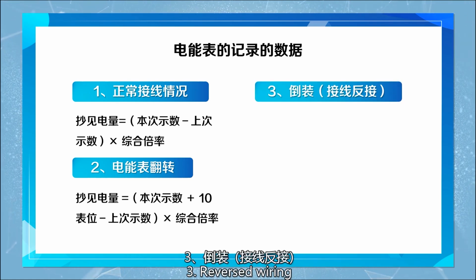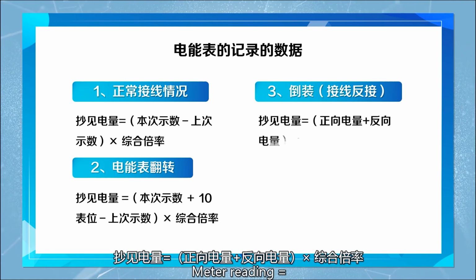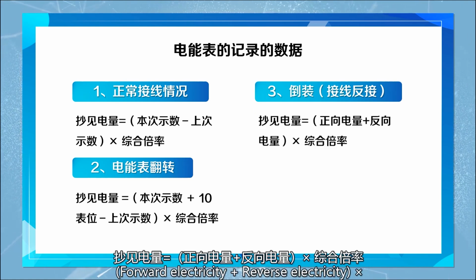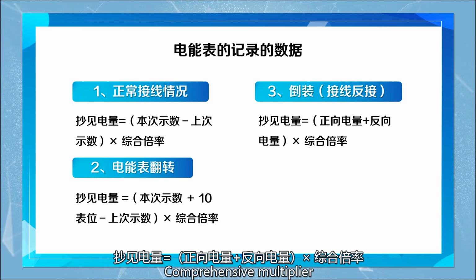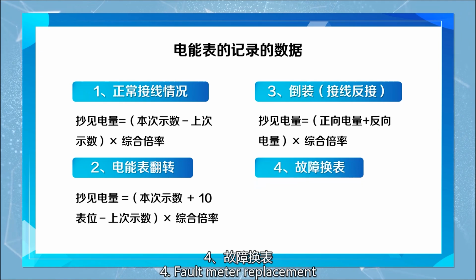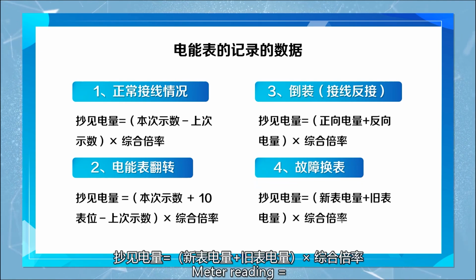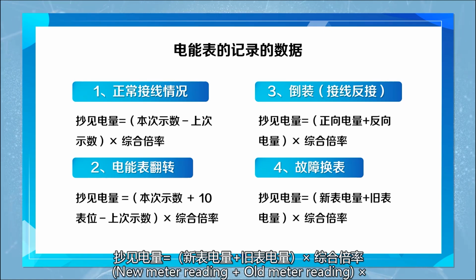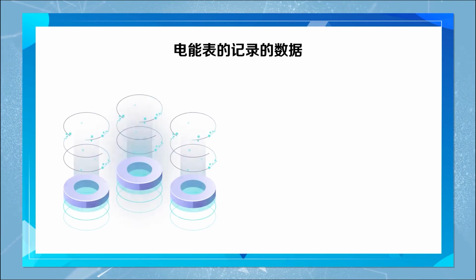Third, reversed wiring. Meter reading equals forward electricity plus reverse electricity, or times comprehensive multiplier. Fourth, fault meter replacement. Meter reading equals new meter reading plus old meter reading, or times comprehensive multiplier.